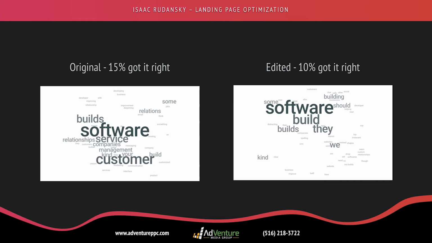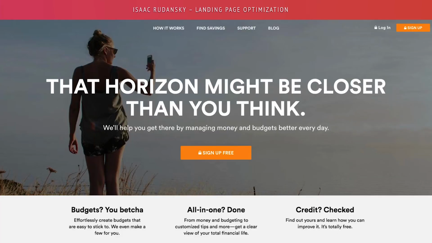So even though our test wasn't successful, we didn't come up with a better version yet, but at least we know we need to keep trying, right? So that headline and subheader are really important when it comes to clarity.